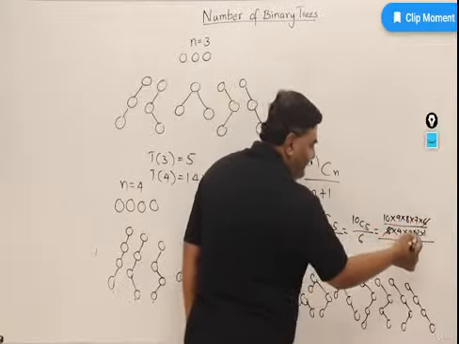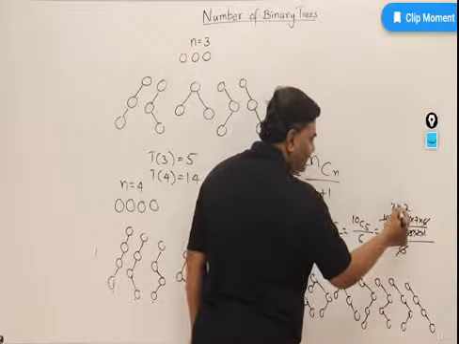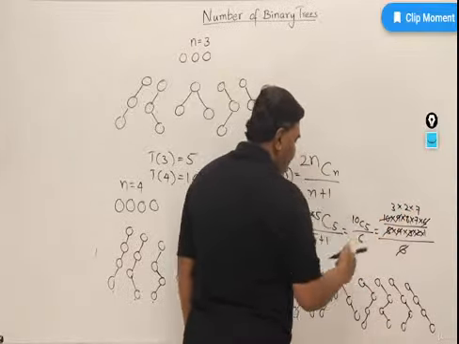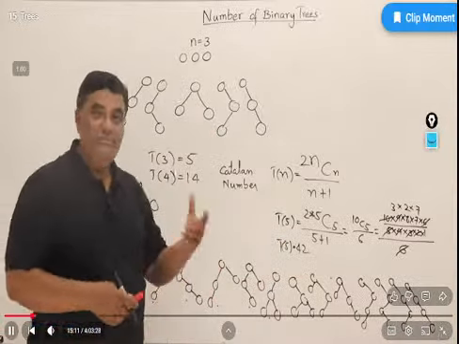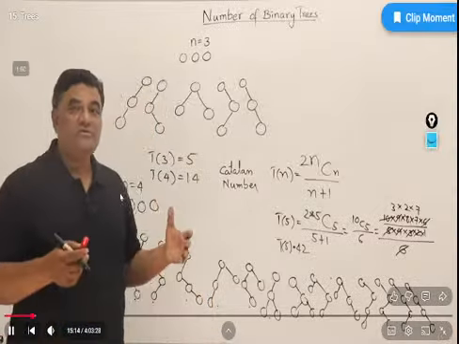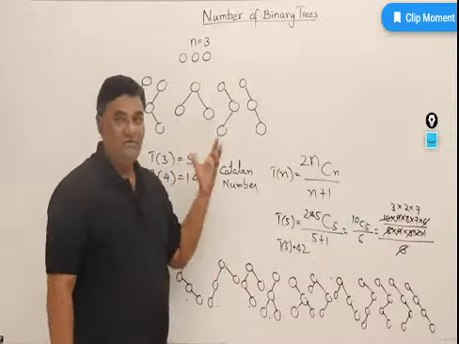6 gets cancelled. 5 2's, 10 is gone. 4 2's, 8. And 3 3's, 9. So this is 3 into 2 into 7 remaining here. So this is 42. So T5 is 42. So for any given number of nodes, you can find out how many different shaped binary trees can be generated. If at all you want to try out and see how those trees look, then you have to draw all of them. That may not be practical, so I have just shown for 3 nodes and 4 nodes.